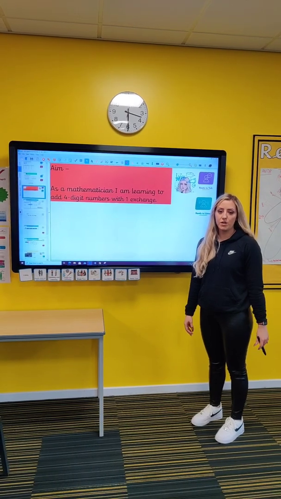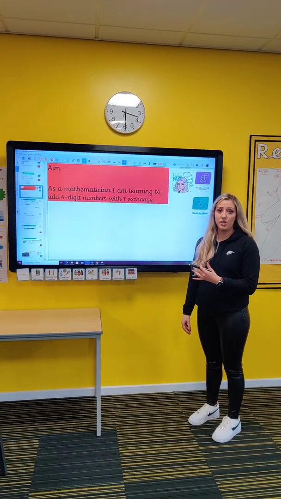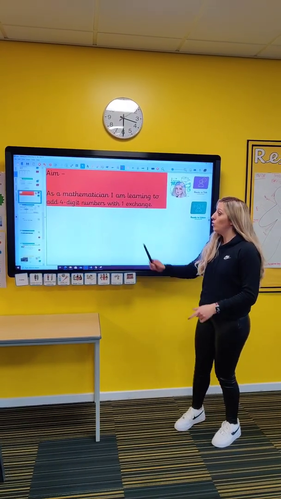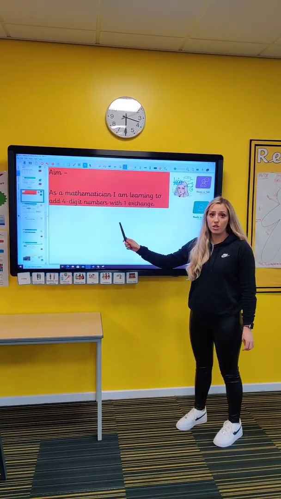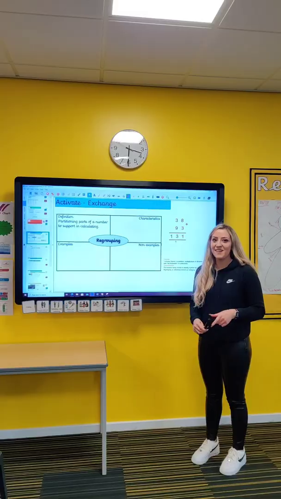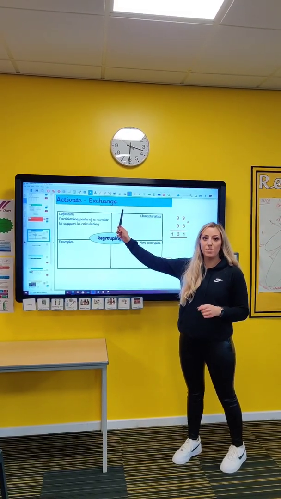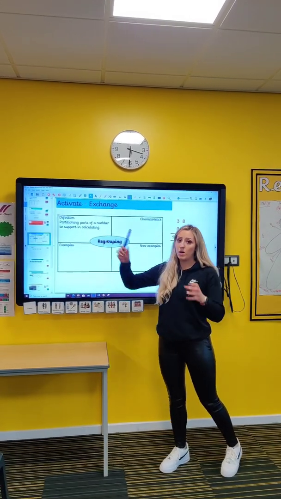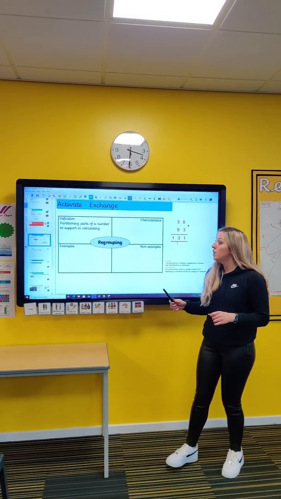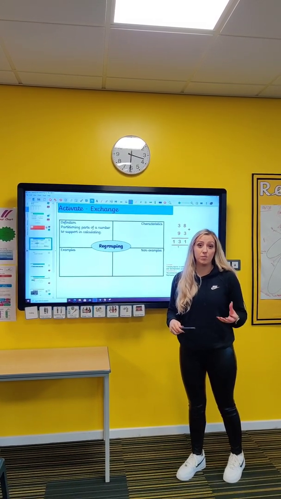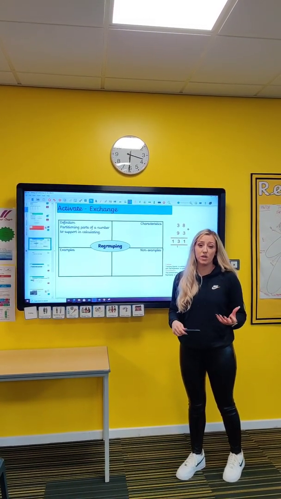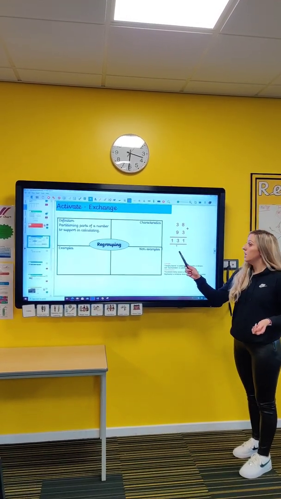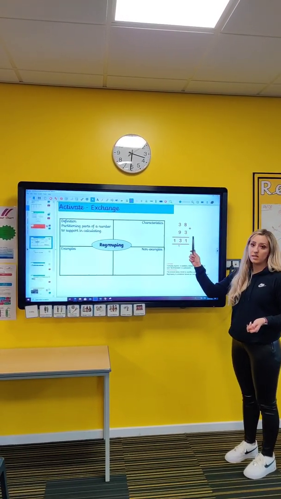Hi guys, so I'm just going to show you how to add numbers with exchanging. So if you look at your maths pack from Tuesday, you can see that you are adding 4-digit numbers but with an exchange. So when we're looking at exchange, or you might have heard it called regrouping, what that means is when we're partitioning a number to support in our calculating, to support in our adding, subtraction, or sometimes multiplication. So if you look at this calculation here, I've got 38 add 93.